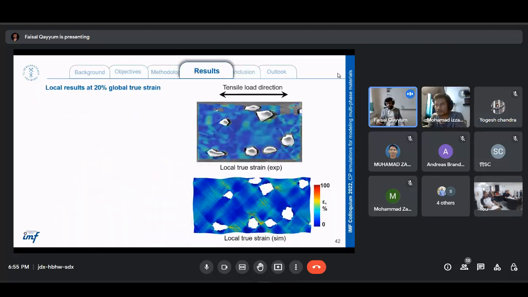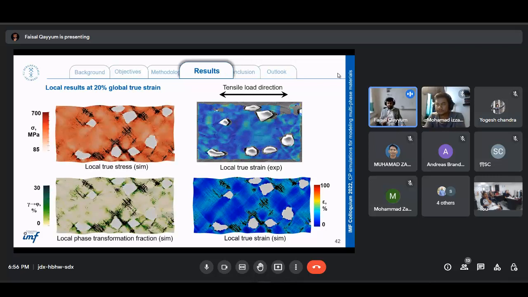For example, in this strain image, what we generally observe is that at the same scale, the overall strain in the material is more or less very similar. You will see in the simulation images that there are areas with a significantly high amount of strain, and that is because damage is taking place here. If I overlay the damage predictions on it, then we can compare our experimental results with the simulation results. All the other three images are from the simulations, about the stresses, the phase transformation and local strains, but only the top right image is from the experiments, and now we can compare.